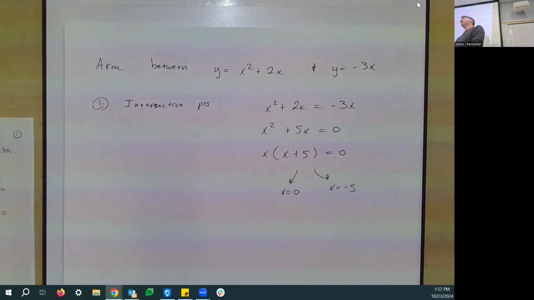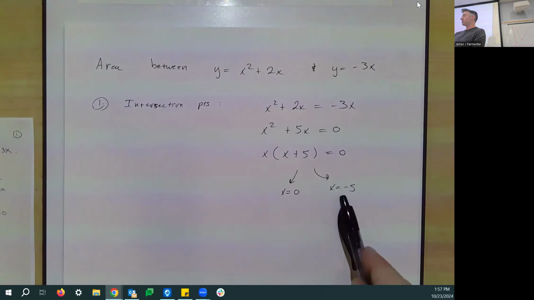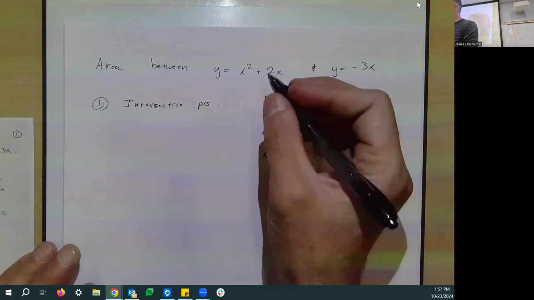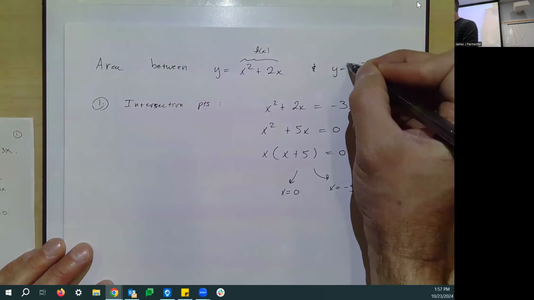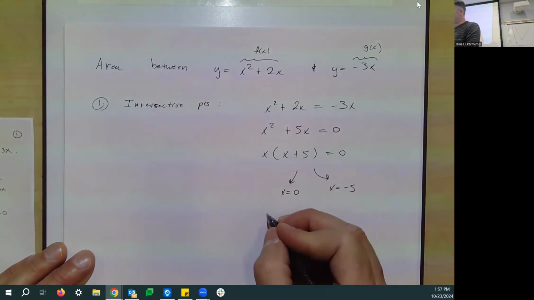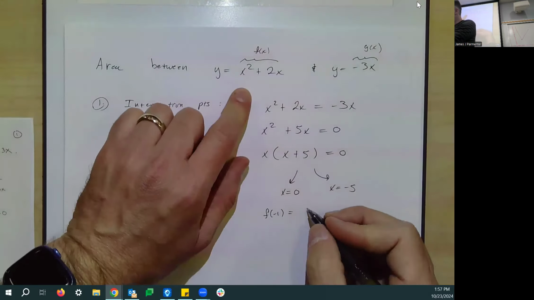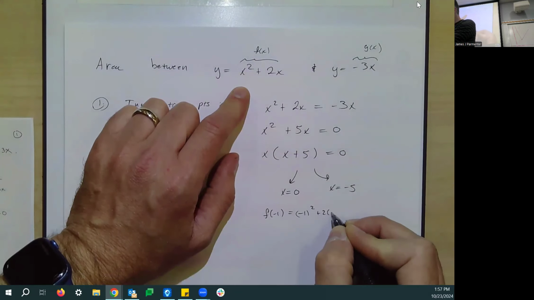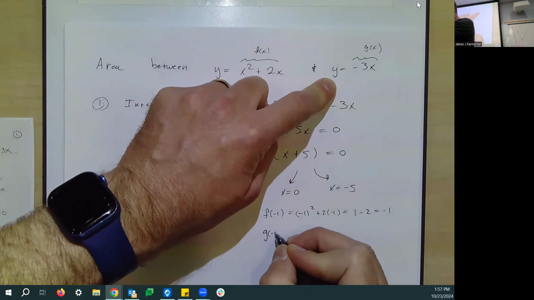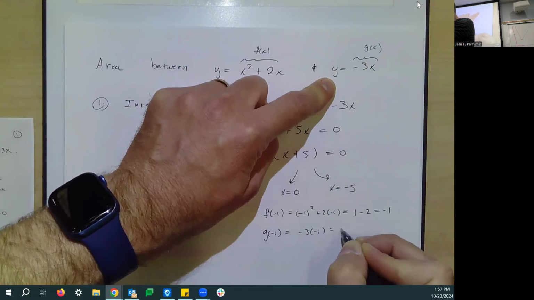And then the other thing that you can get away with not doing, but I think you should do, is find which function's bigger. The easiest way to do that without graphing them is to pick any point between these 2 points and plug it into both functions and see which function's bigger. So if I call this function f of x and this function g of x, and I plug in, say, x equal to negative 1, f of -1 is going to be (-1) squared plus 2 times -1, which is 1 minus 2, which is -1. g of -1 is going to be -3 times -1, which is +3.